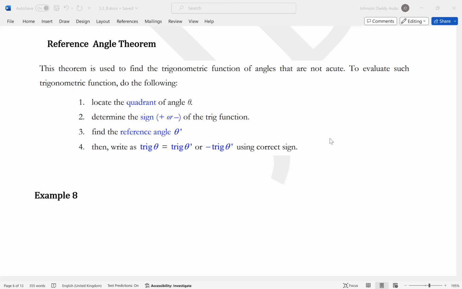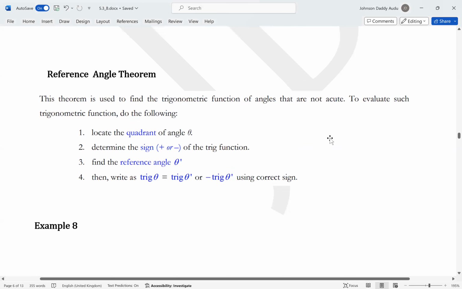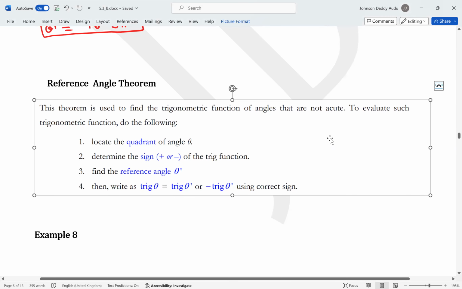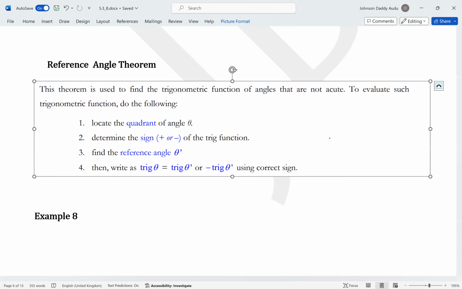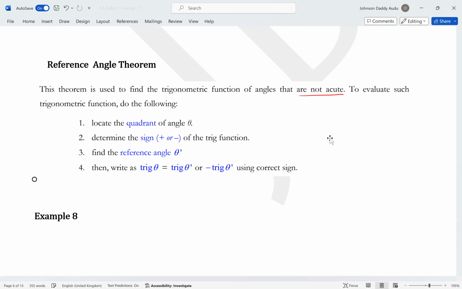So now we know how to find the reference angle. Then the next thing is the reference angle theorem. This theorem is very important because we use it to find the trigonometric function of angles that are not acute. So how do we use this reference angle theorem? If you want to find the trigonometric function of angles that are not acute, meaning angles greater than 90, you first locate the quadrant of the angle, which is theta.